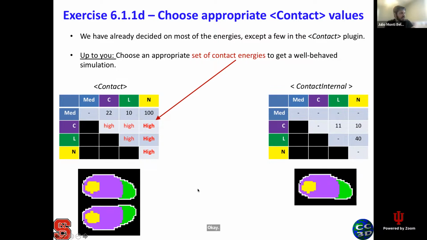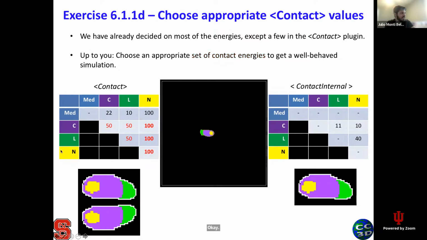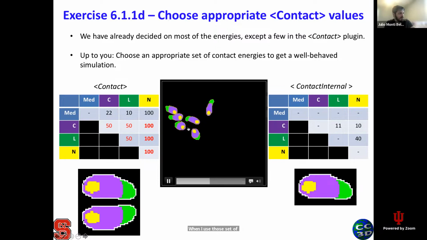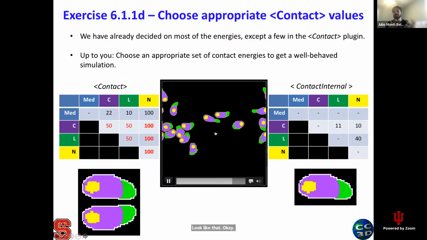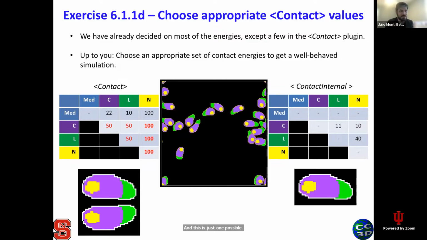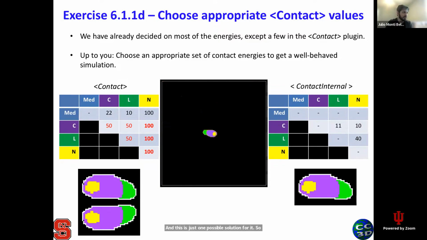So I'm going to share here. This is what happens if I choose 100, 100, 100, and 50, 50, 50. When I use those energies, I get my cells to look like that, okay? And this is just one possible solution. Because 50, 50 is still very high, that ensures that the cells never touch each other, they immediately separate. So there is always medium between them.